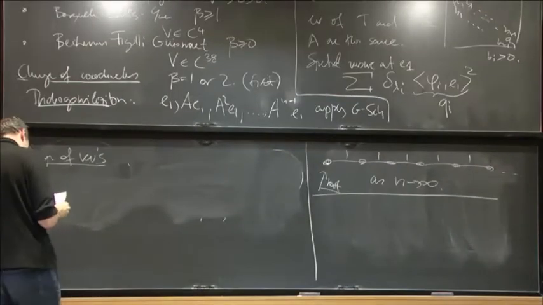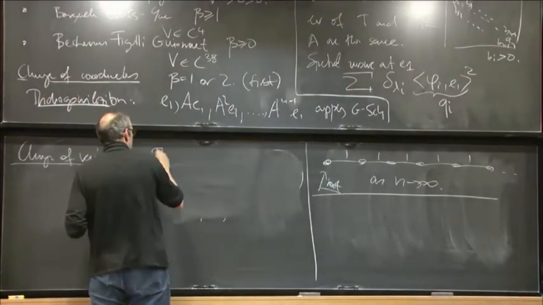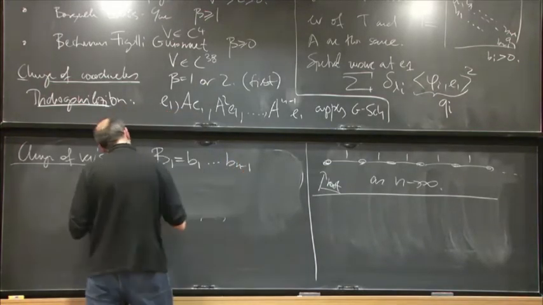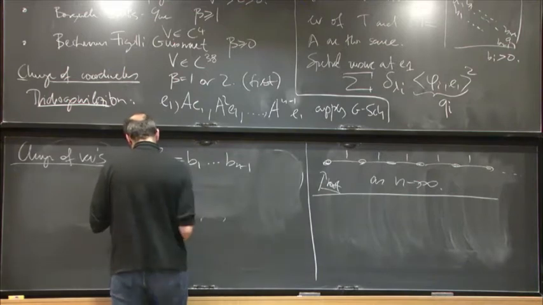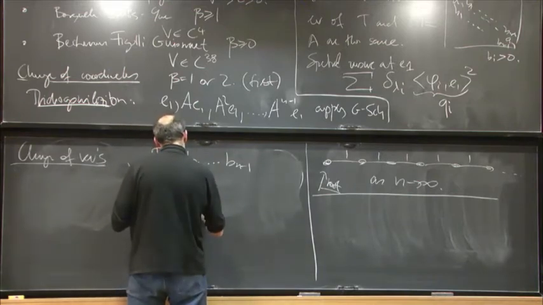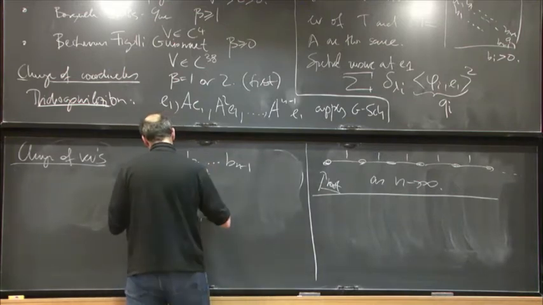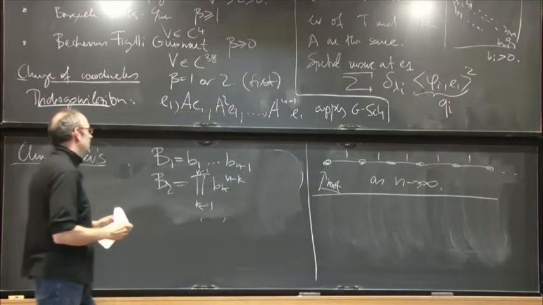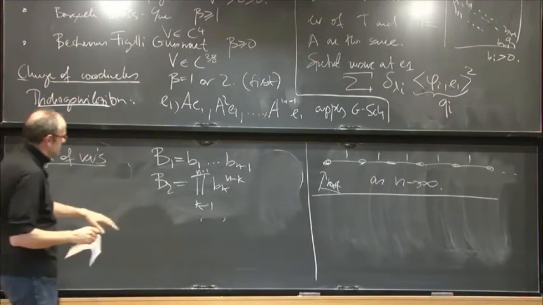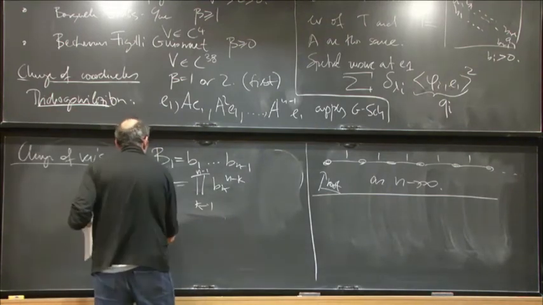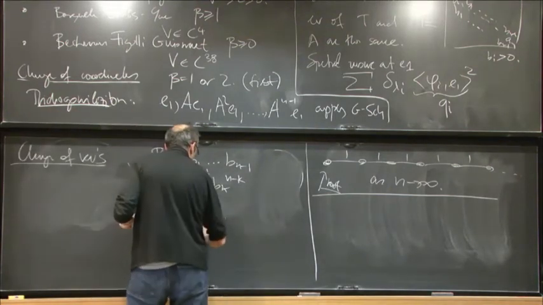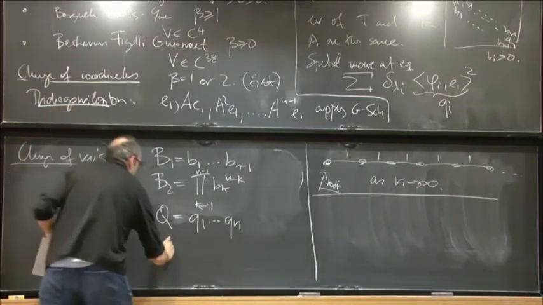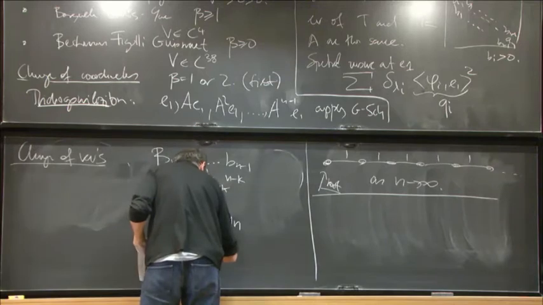So there are a few things that you have to know. So let me call B1 just a product of b's. Okay, and let me call B2 this product, which is the product over k equals 1 to n minus 1 of b_k to the n minus k. So it's this kind of strange descending powers. Okay, and let me denote Q the product of your q's. Okay, and delta is the Vandermonde.